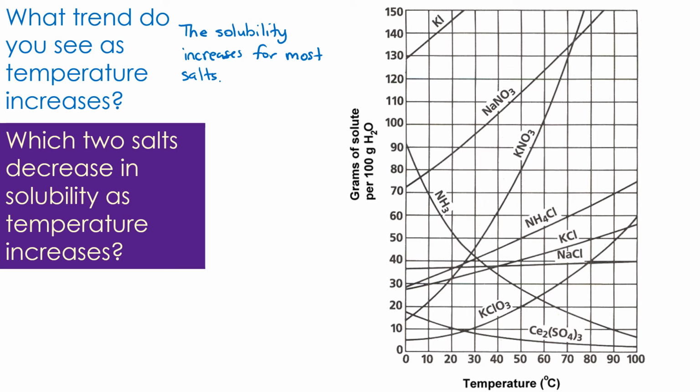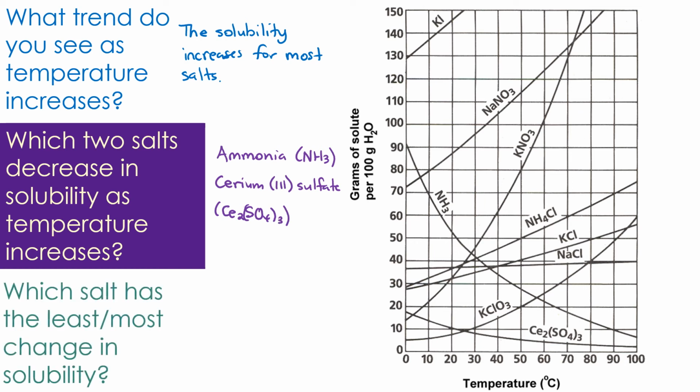Which two salts decrease in solubility as temperature increases? So we're looking for a curve that goes down, and that would be ammonia, NH3, and we have cerium 3 sulfate. And that is Ce2(SO4)3.